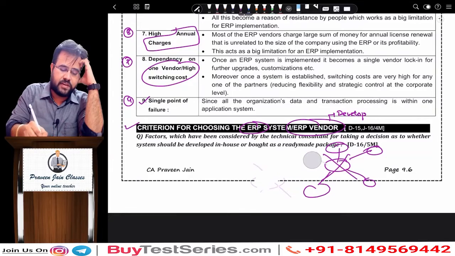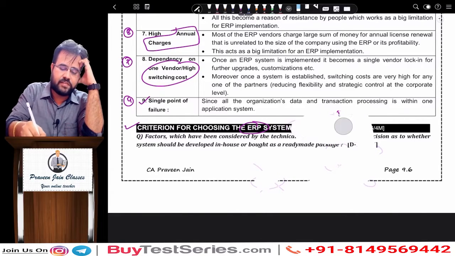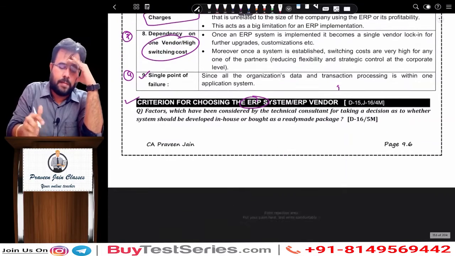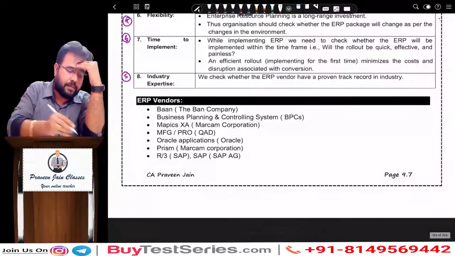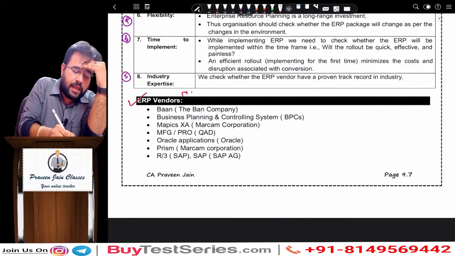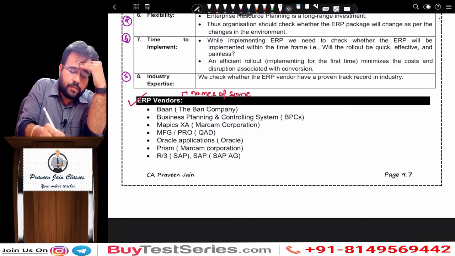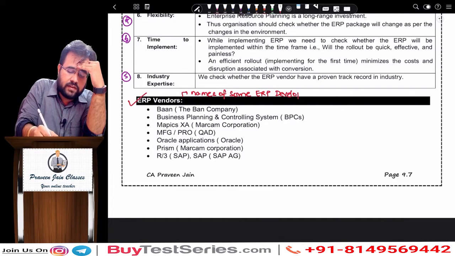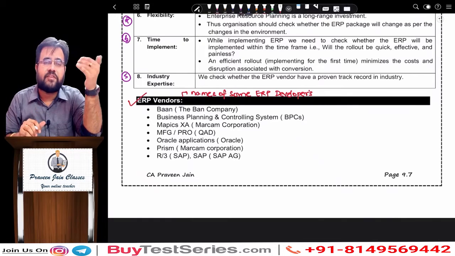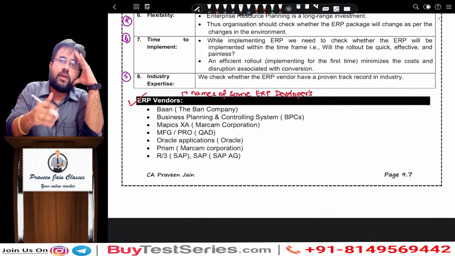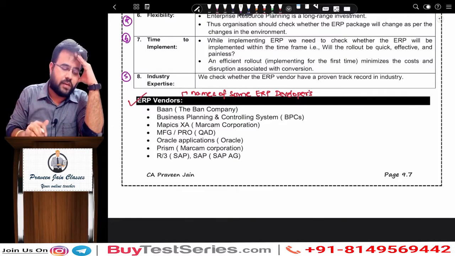Sir, the next question. What is the next question, sir? Criteria for choosing an ERP system vendor. Meaning, in the market there are various vendors. Vendor 1, vendor 2, vendor 3, vendor 4. First, let us take ERP vendors. So these are names of some ERP developers. These are the people who develop what, sir? ERP software. So these are their names, sir. So who are those ERP vendors?